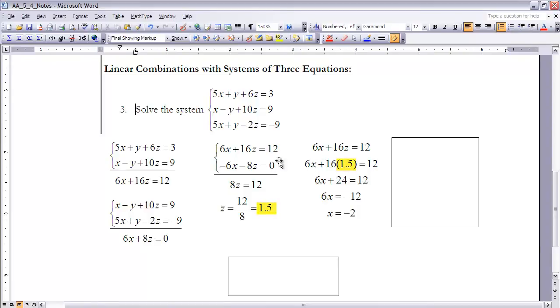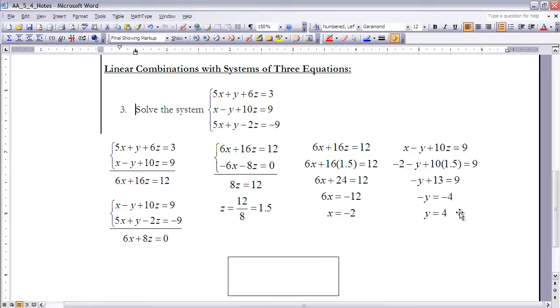Okay? Because it has to be into one of the ones with two variables before we can go back to the three variable one. But if I do that, okay, plug in 1.5 for z, I can find the value of x. Therefore now x is negative 2. So now I know what two of the variables are. Z is 1.5 and x is negative 2. So now I'm going to take those two values and I'm going to plug them into any one of the three variable equations to solve for y. So that's what I'm doing, kind of my last step here.